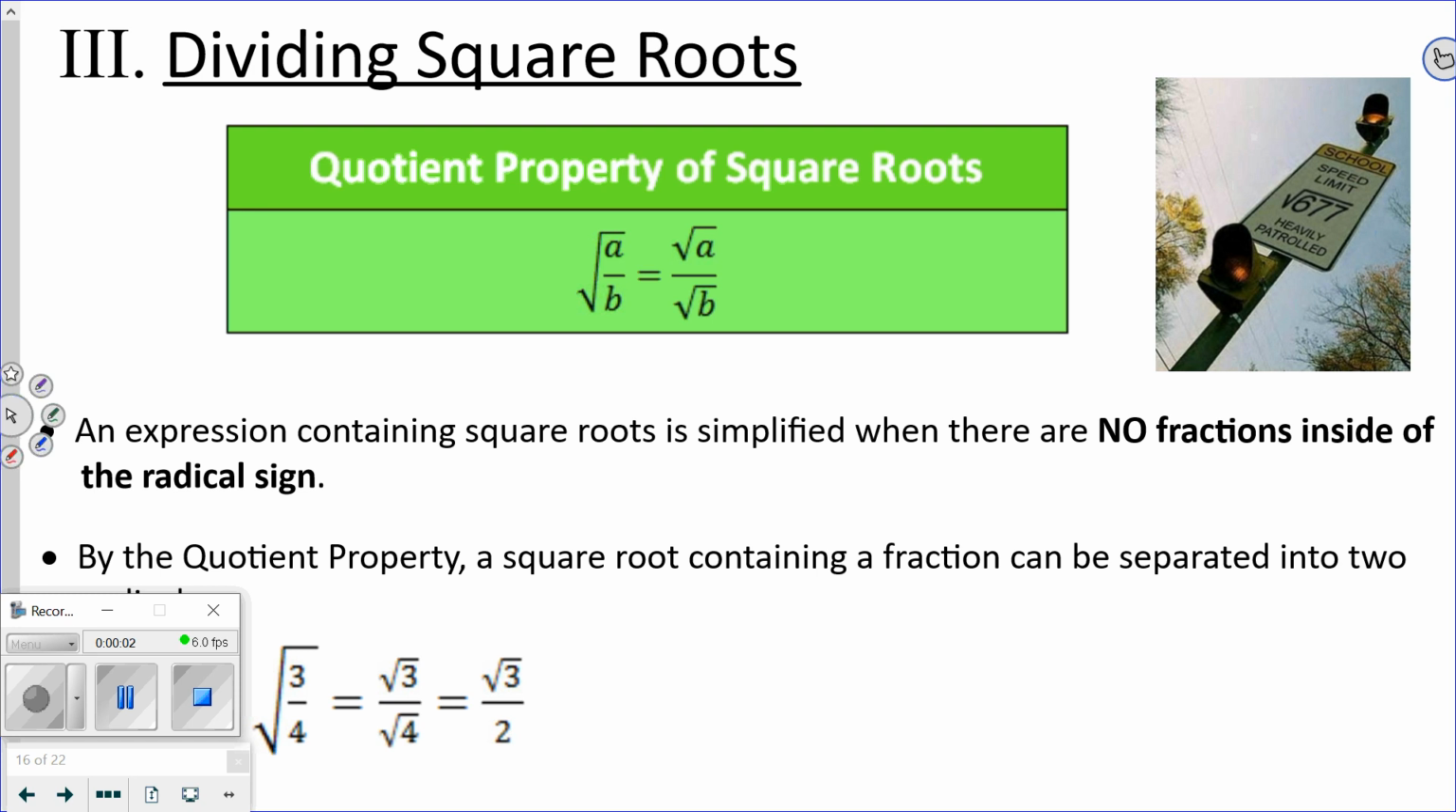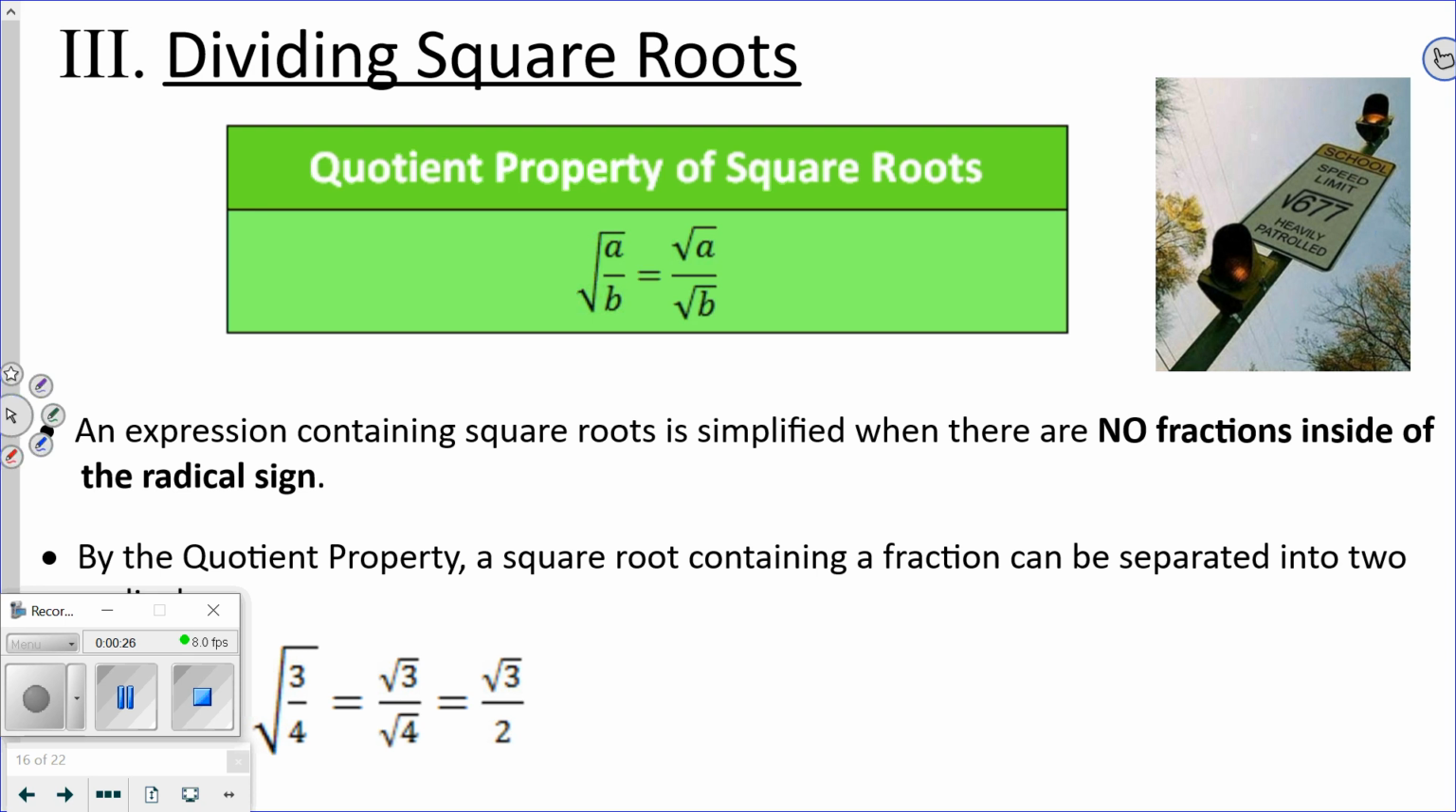Okay, so the last part of these notes is dividing with radicals. An expression containing square roots is simplified when there are no fractions inside the radical sign. One thing that we could do, just like with multiplying, where I could take two separate radicals and multiply them together as one.